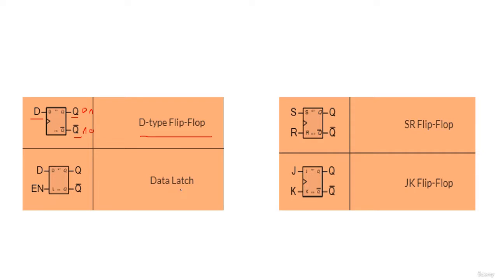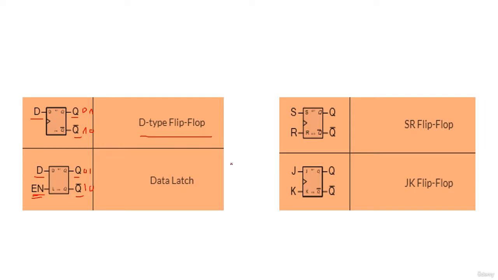For the data latch flip-flop, we have the D input and we have enable. Always we have Q and Q bar here. If Q is 0, Q bar will become 1. If Q is 1, Q bar will become 0. But here we have an enable signal. This flip-flop will not work if this enable signal is not present.